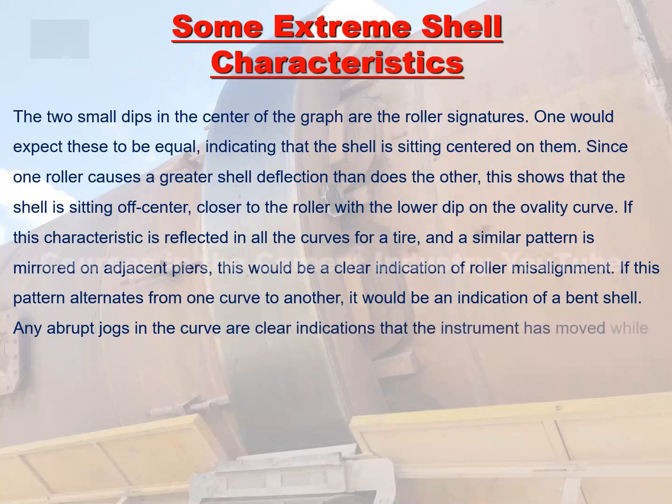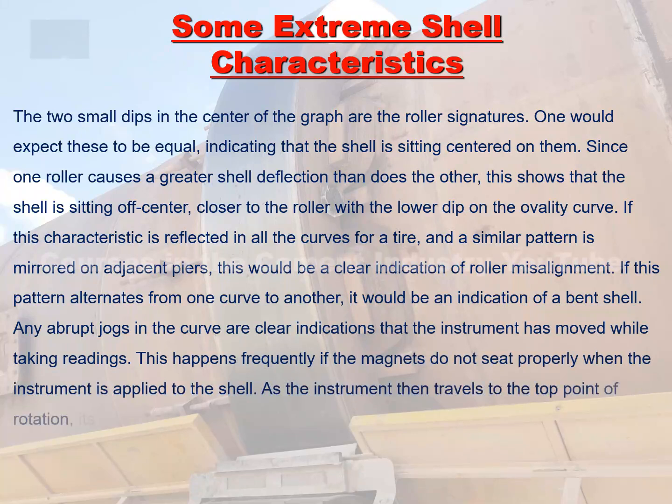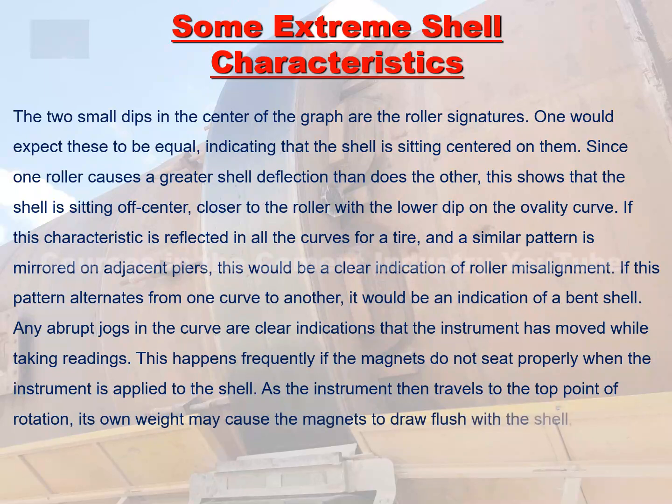Any abrupt jogs in the curve are clear indications that the instrument has moved while taking readings. This happens frequently if the magnets do not seat properly when the instrument is applied to the shell. As the instrument then travels to the top point of rotation, its own weight may cause the magnets to draw flush with the shell, causing a jump in the curve as shown above.